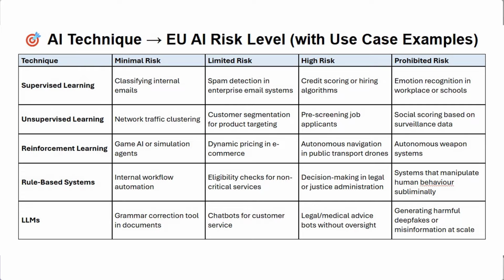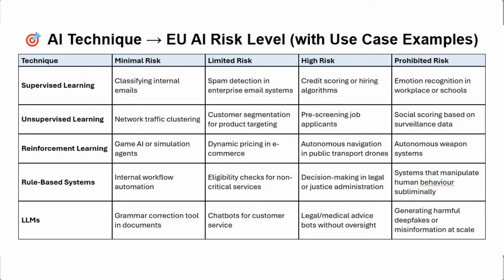So that's supervised learning. Now, if we apply this technique across various different use cases, like for example, classifying internal emails, this would be a minimal risk because it's not user-facing and it's unlikely to impact the legal rights of the users. On the other hand, if we use it as spam detection in the enterprise email, it could potentially affect the user experience. So there's an argument that it could fall under Article 52.